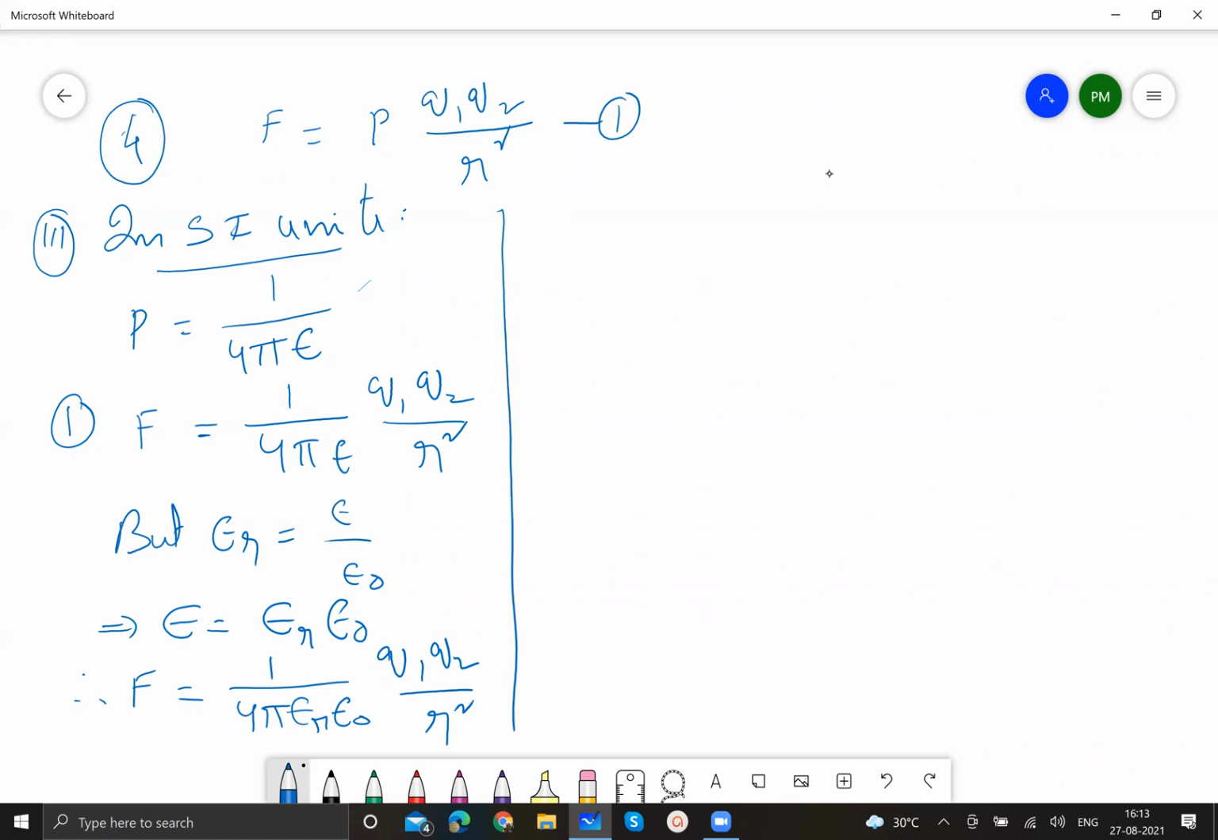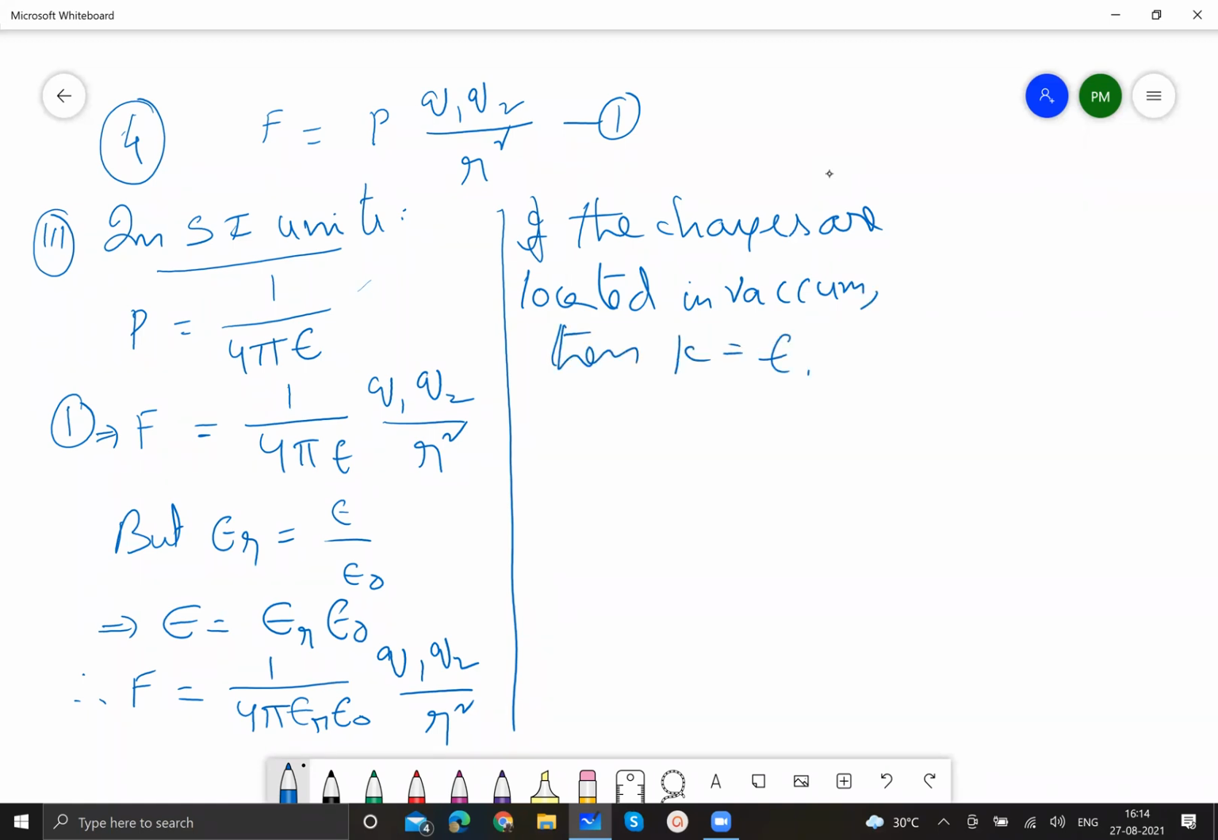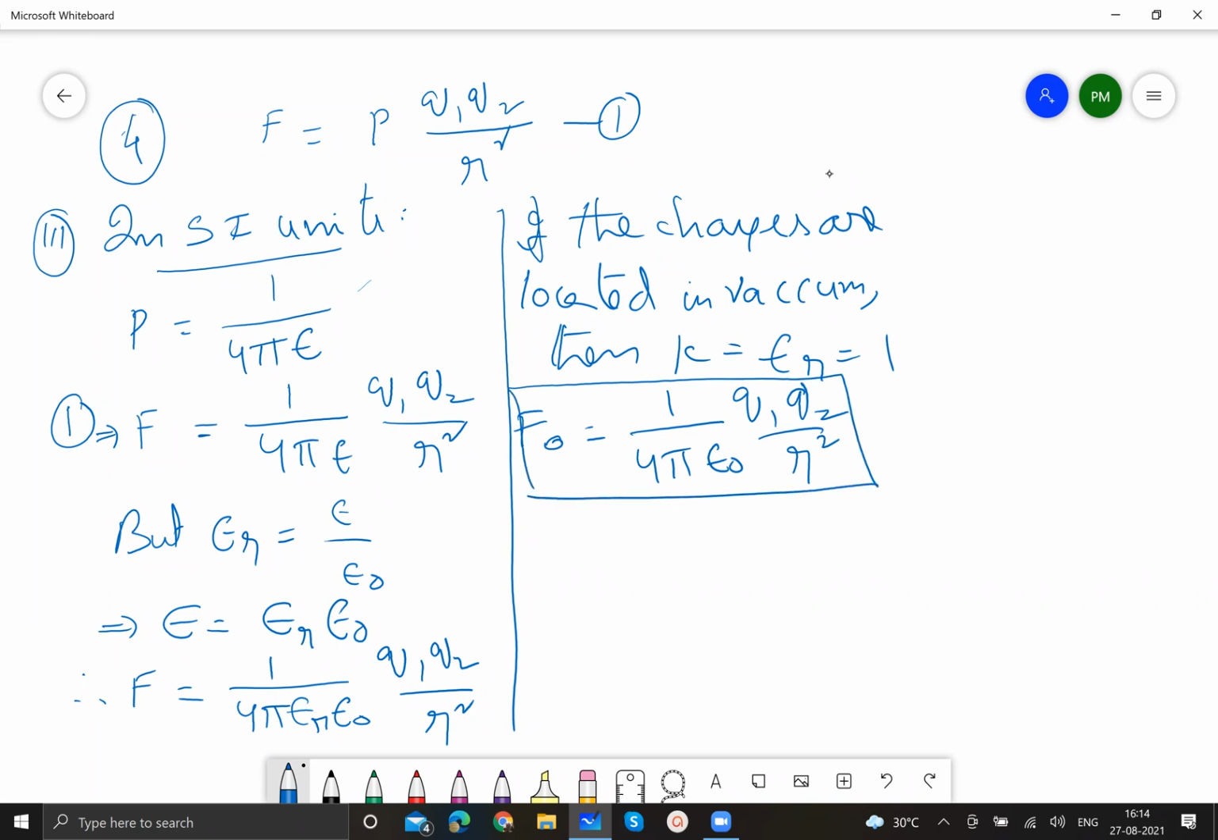So if the charges are located in vacuum, then K is equal to epsilon R will be equal to 1, and the force is F naught given by 1 by 4 pi epsilon 0 into Q1 Q2 by R square. This you can take as 3, and this as 3a.